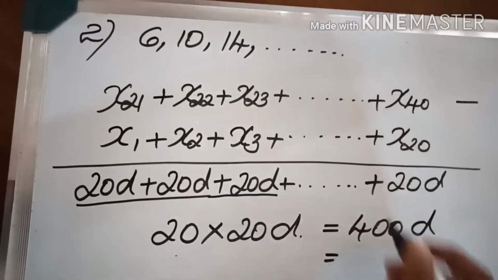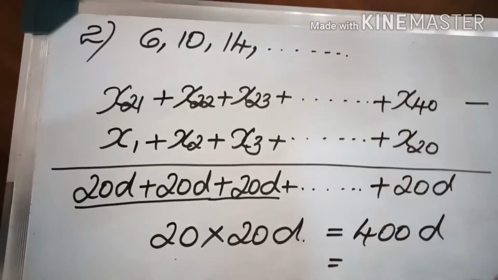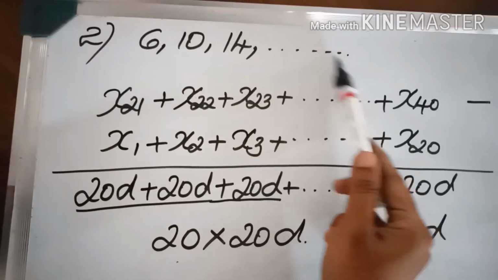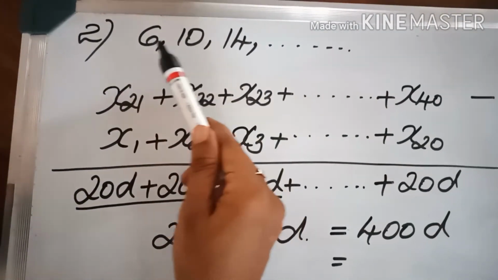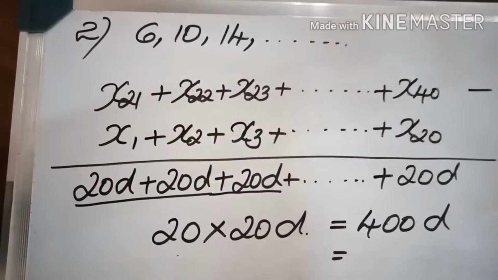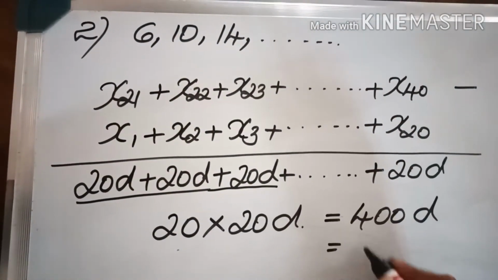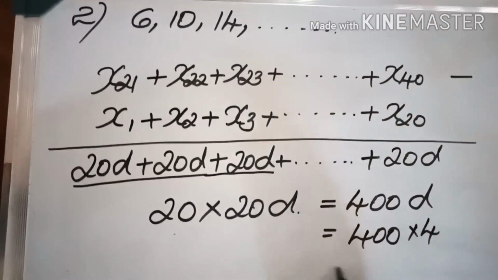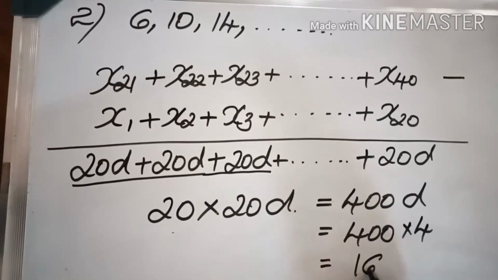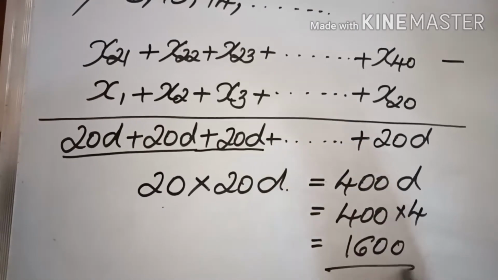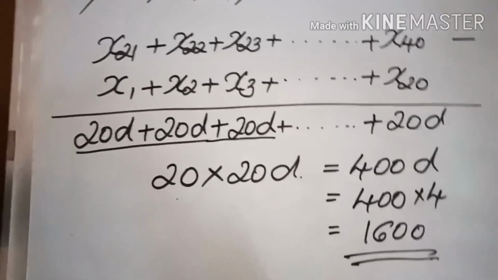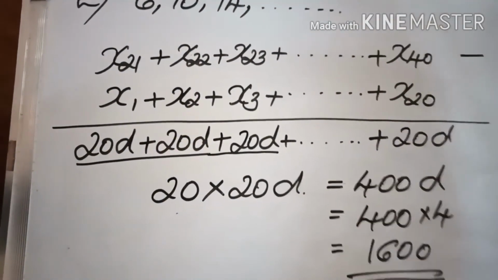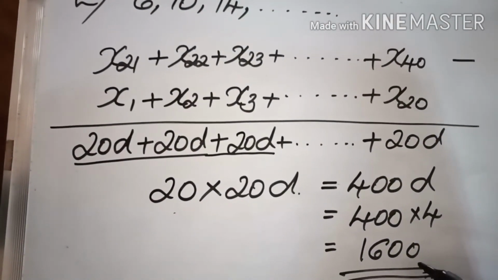What will be the common difference of this sequence? For that we have to consider the sequence given, 6, 10, 14, etc. What is the common difference here? 10 minus 6, answer is 4. So 4 is the common difference here. That is 400 into 4. So the answer is 1600. So 1600 is the difference between the sums of these 20 terms. Okay, 1600 is the answer.